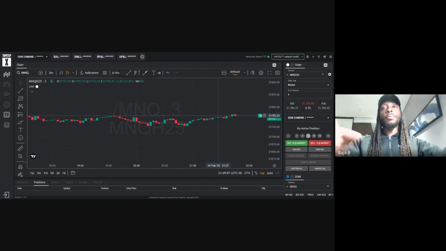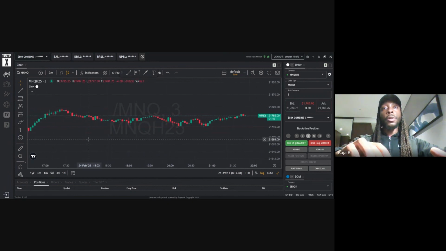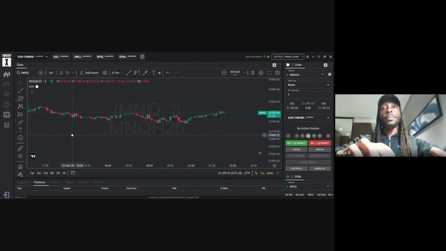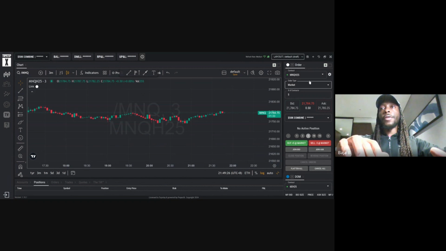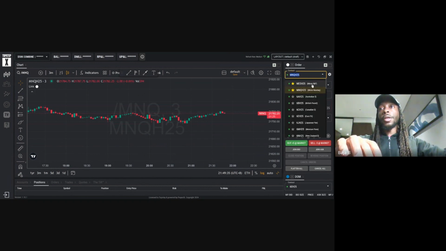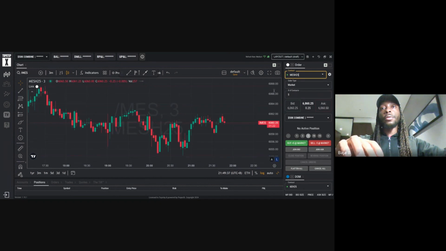But would I trade this market based off of what I see right now? Absolutely not. It doesn't look like it's much going on. There's definitely potential for trades, but I wouldn't touch this. Let me take a look at the S&P. And if there's nothing good, then I'm just going to walk away and come back during the NYSE Open. Take a look at the S&P right now, the micros.